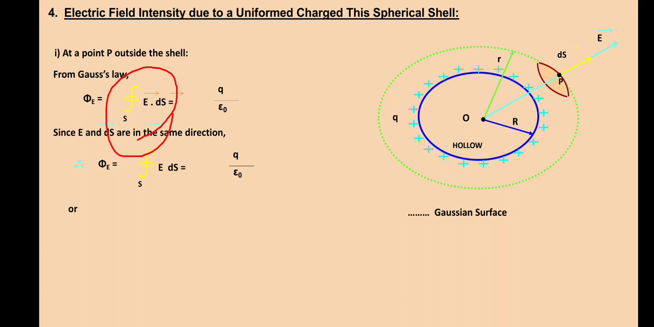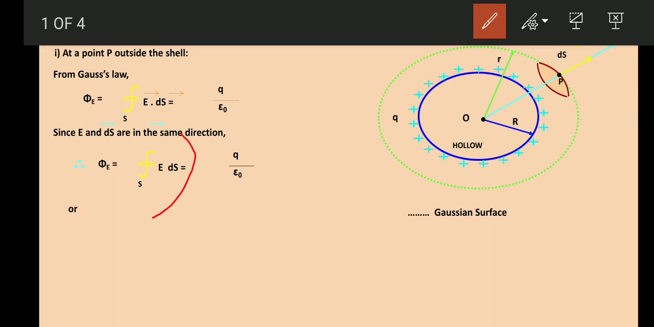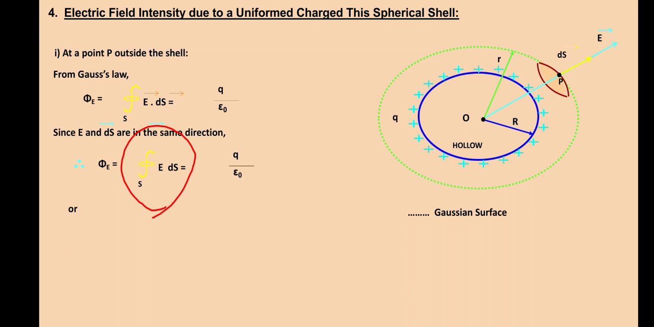Now I have to calculate the value of this integration, in which the electric field will be constant. So it comes out of the integration, and I will get E times the integration of dS. What is dS? I told you it's an area. When I integrate the small area, I'll get the total area of the surface. Then it is a hollow sphere, so what is the formula for the area of a sphere? It's 4 pi r square.